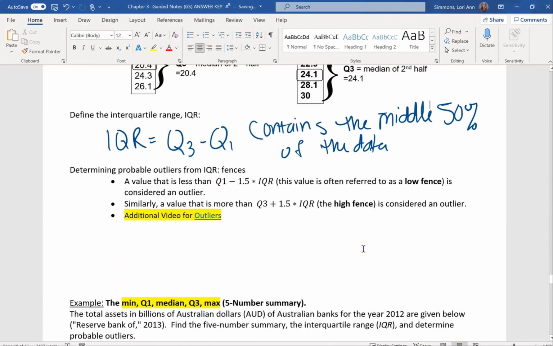So determining probable outliers from IQR, you can use fences. A value that is less than this formula, so take Q1, subtract 1.5 times your IQR. This value is referred to as your low fence. So anything lower than that is an outlier. Very similarly, take Q3 plus 1.5 times the IQR. This is a high fence. Anything above that is an outlier.